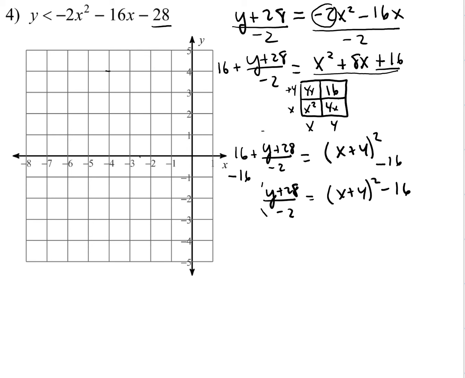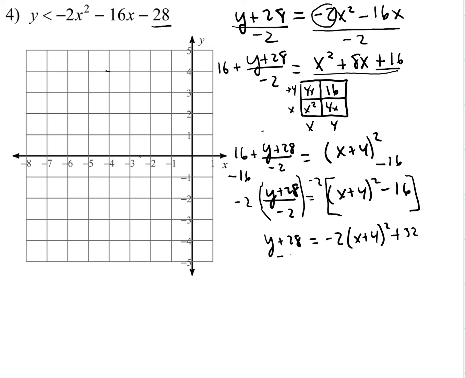The next thing we're going to do is multiply both sides by negative 2. So I'm going to multiply this side by negative 2 as well. So then you get y plus 28 equals negative 2 times x plus 4 squared, and then negative 2 times negative 16 is plus 32. Oops, let me write that right. Plus 32. Now, guys, this is a place where I could make a mistake. It's easy to forget to take the negative 2 times the negative 16. The other thing is you can make a mistake with the sign. So lots of potential for error here.